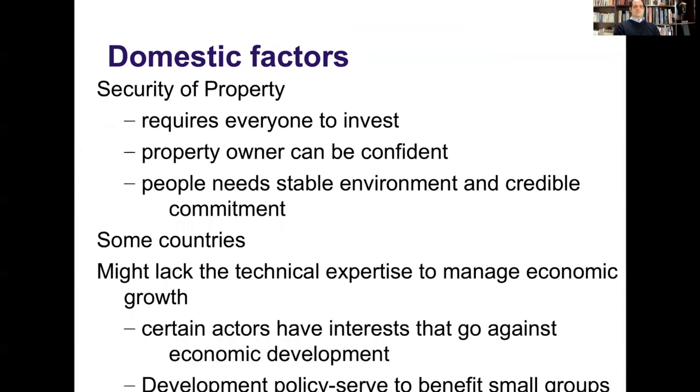If we think about security of property, I think I mentioned this already beforehand, but the key aspect here is really that there can be a certainty that investments which are done at a certain point in time can get returns at a later point in time, and that this is not threatened by the risk of losing these investments because of changes in the political system or changes in property rights, etc. So it needs to provide confidence that these investments are protected. And that is not only true for investments which come from abroad, but also domestic investments.